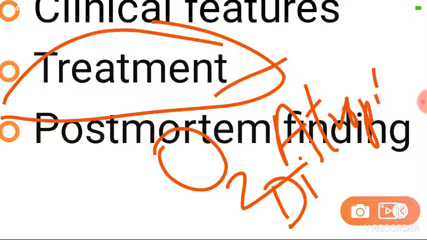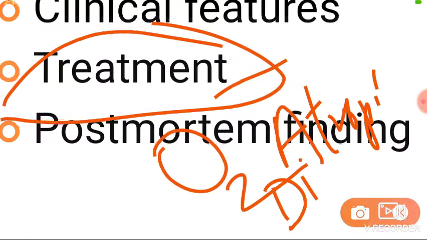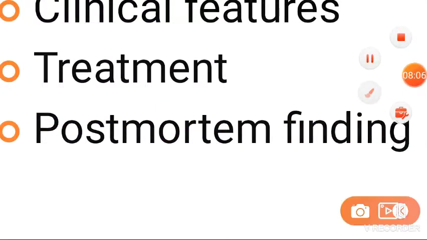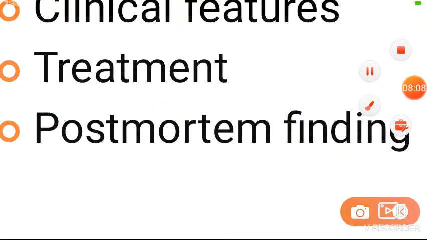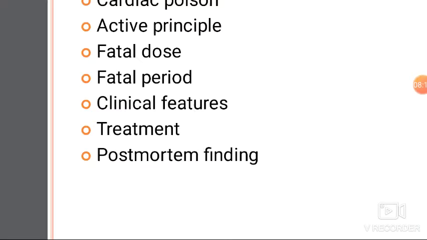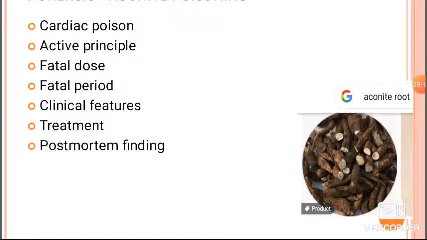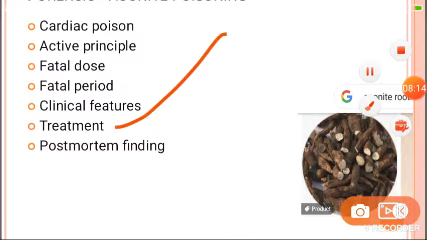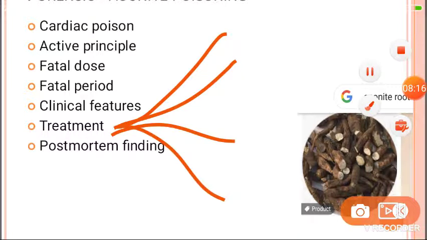Lidocaine, procainamide and phenytoin to counteract cardiac arrhythmias. So what and all are the treatment? Let's read again. So treatment, they are giving so many. Look at the treatment for aconite root poisoning, guys. So many treatments they have mentioned here.